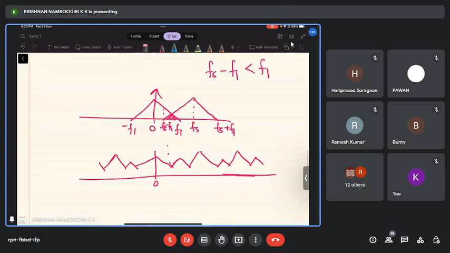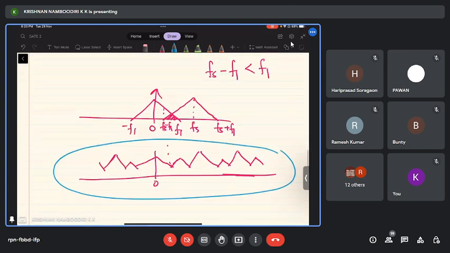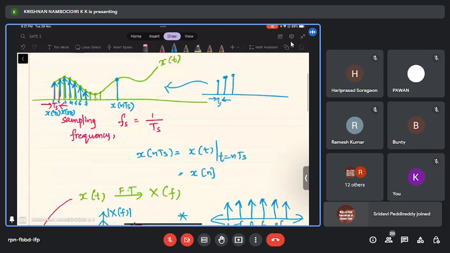But in this case, there is no way you can get the actual signal back, because the signal has been destroyed in the frequency domain. That means now you cannot get back the original signal in the time domain. Is everyone on the same page? Can I go ahead? Any questions? If not, we will see the question right away.